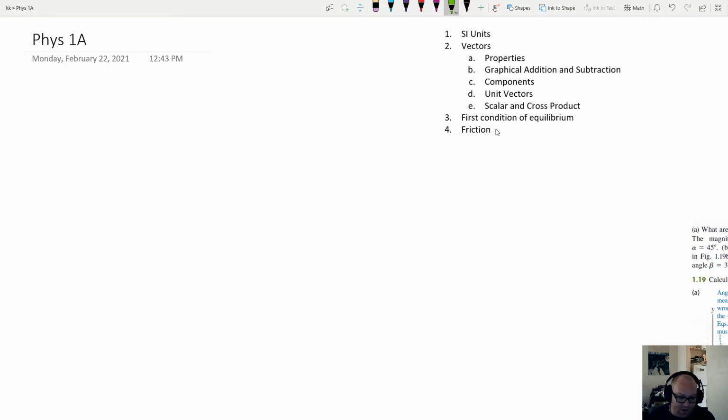Now, there are kind of two types of units that we're going to talk about in this class. There's what's called fundamental units. Fundamental units are units that cannot be derived from anything else. They are, as far as we know, completely fundamental. And what those are basically are mass, length, and time.